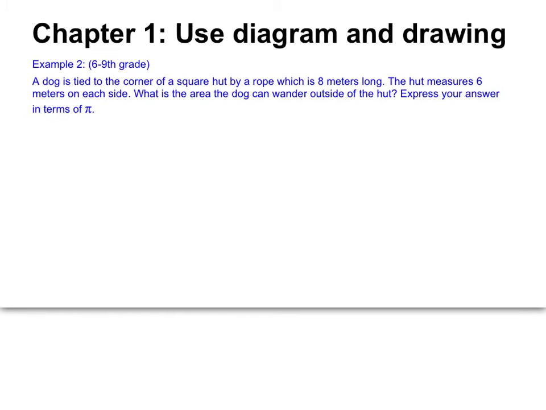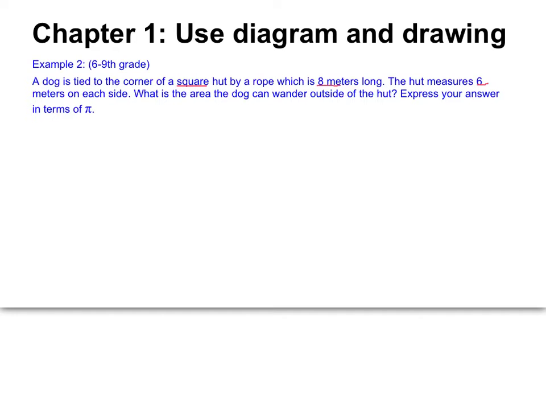Here's another example. A dog is tied to the corner of a square hut by a rope which is 8 meters long. I'm just trying to underline the important information here. And the hut measures 6 meters on each side. What is the area the dog can wander outside of the hut? Express your answer in terms of pi.